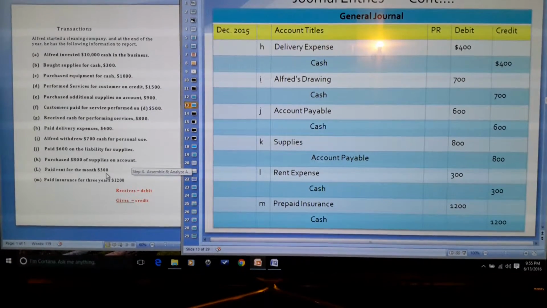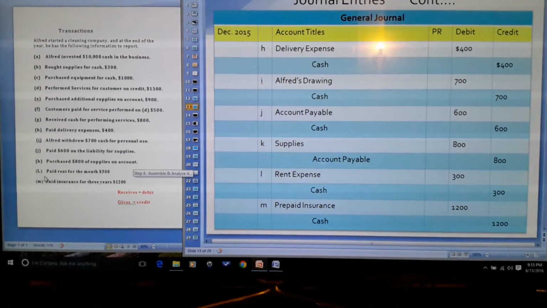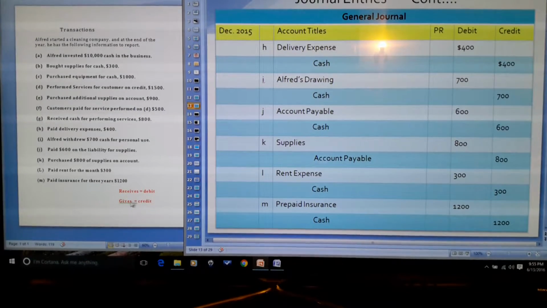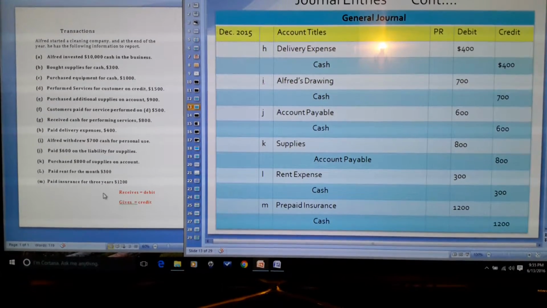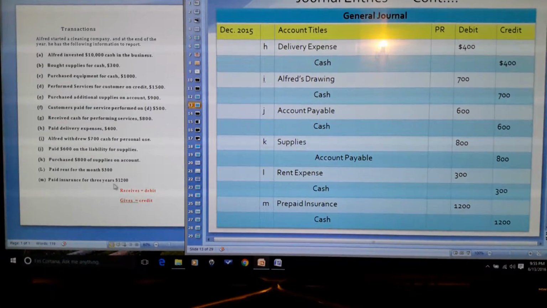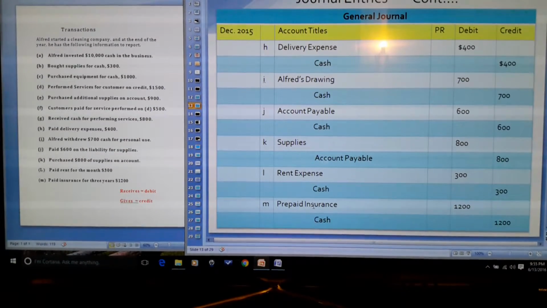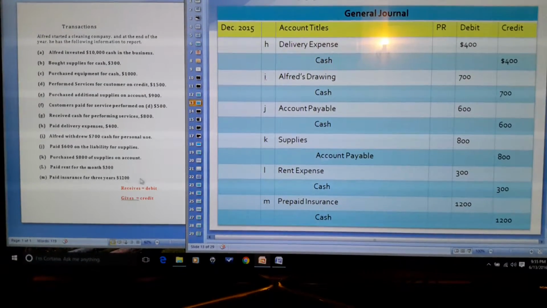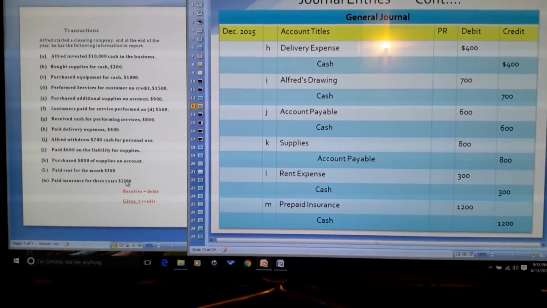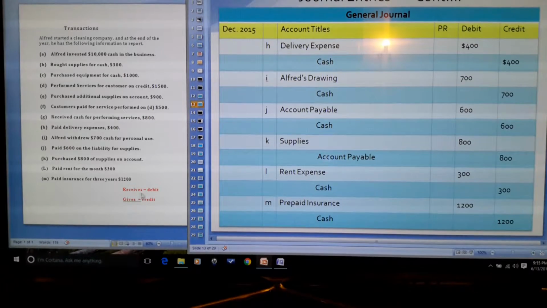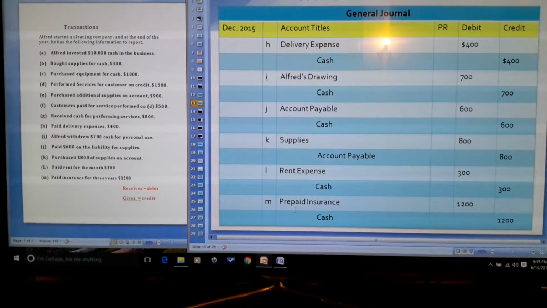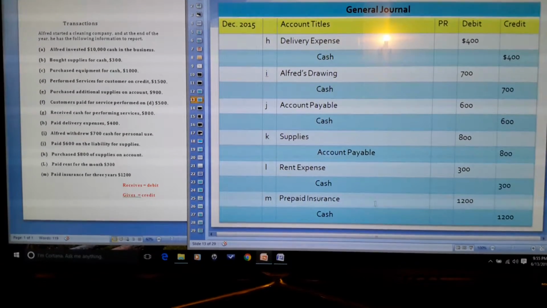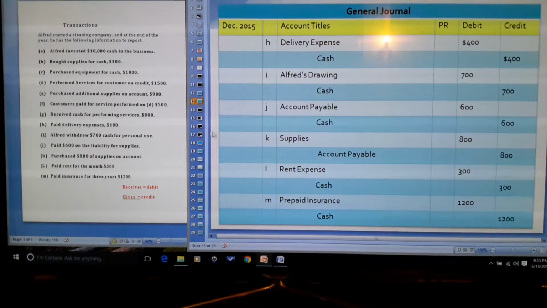Paid rent for the month 300. You paid rent. Rent is receiving here. Cash is given. So if rent is receiving, debit rent, and credit cash. Paid insurance for 3 years, 1,200. You pay insurance. So this is a prepaid insurance. This is a payment that you made in advance. Okay, these are called prepayments. So what do you do with prepayments? Since this money is already paid for insurance for 3 years, you debit the entire 3 years, which is 1,200, and credit cash.